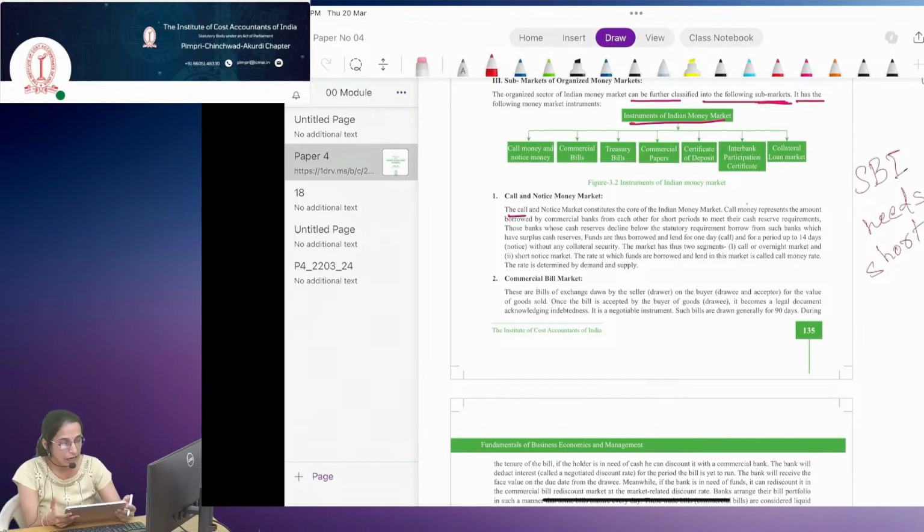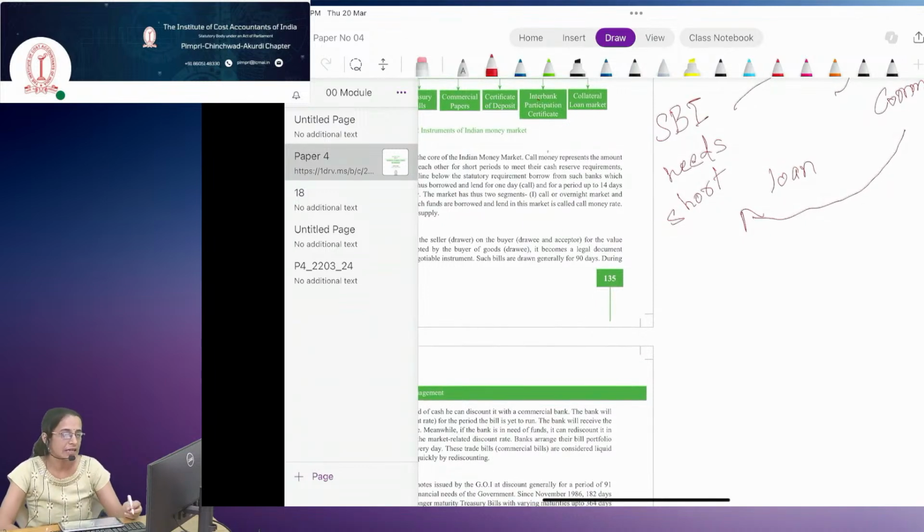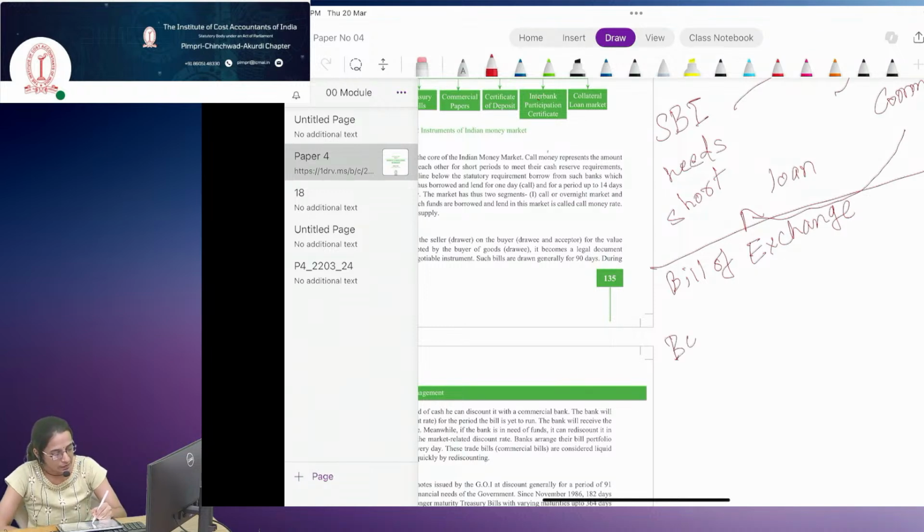Yes, ma'am. Now we will see what is the commercial bill market. So in the last lecture we discussed what is a bill of exchange. Are you able to recall, Sheila, what is a bill of exchange? See, when I am a buyer and I buy goods from a person who is a seller. I bought some raw material from one person, that is a seller. Okay. So the seller gave me that raw material. I bought it on credit.